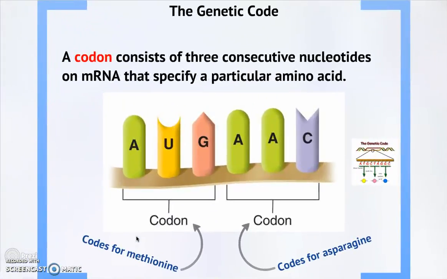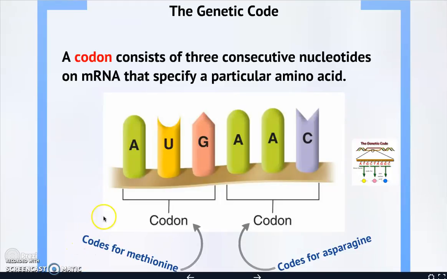A codon is the name of 3 consecutive nucleotides that code for an amino acid. So we can read these 3 at a time. We have 1, 2, 3, this is a codon; 1, 2, 3, this is a codon. So our codon here is AUG, and our codon here is AAC.